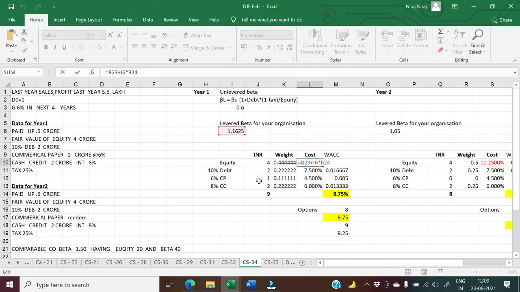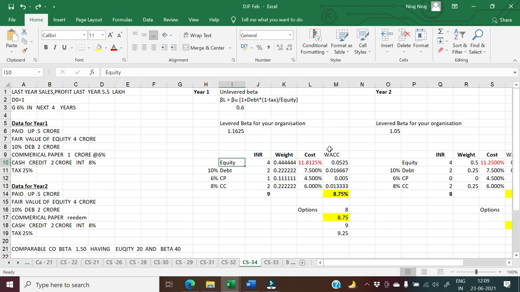You can see here I have already calculated it. It is coming as 11.8125. Now what I have done here is placed my weights. So equity is 4, debt is 2, commercial paper is 1, and CC is 2, totaling up to 9. Okay, what I have done is calculated the weights.